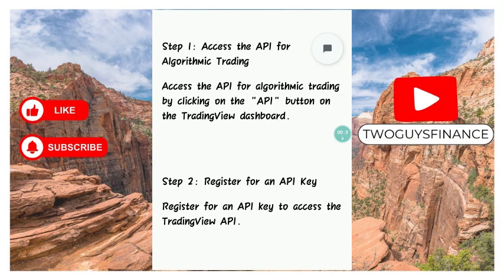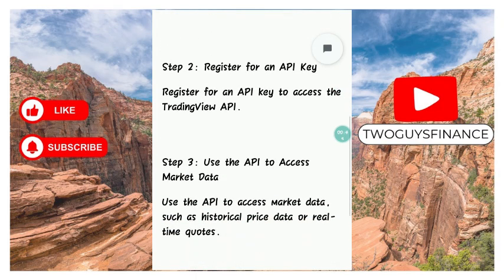So you want to go ahead and register for an API key because that will enable you to access the Tradingview's API. Now step 3 will be to use the API to access market data. So go ahead and use the API to access market data such as historical price data or real-time quotes.